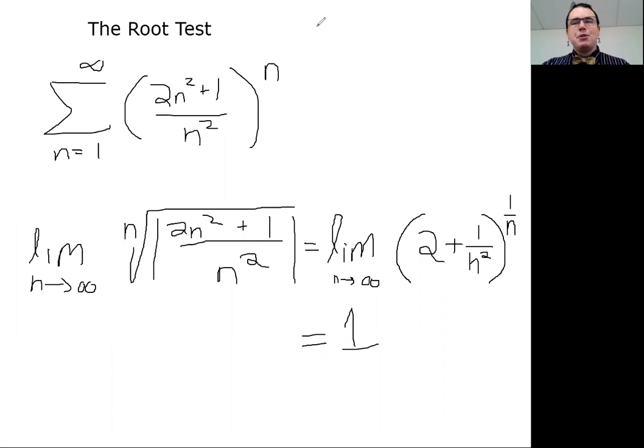My limit is equal to 1. And this is the case where the root test is inconclusive. Using this test alone, I cannot tell whether or not the series converges. Now, for this set of problems, I'm mainly interested in practicing the root test. For this problem, since my root test is inconclusive, I would need to use some other test.